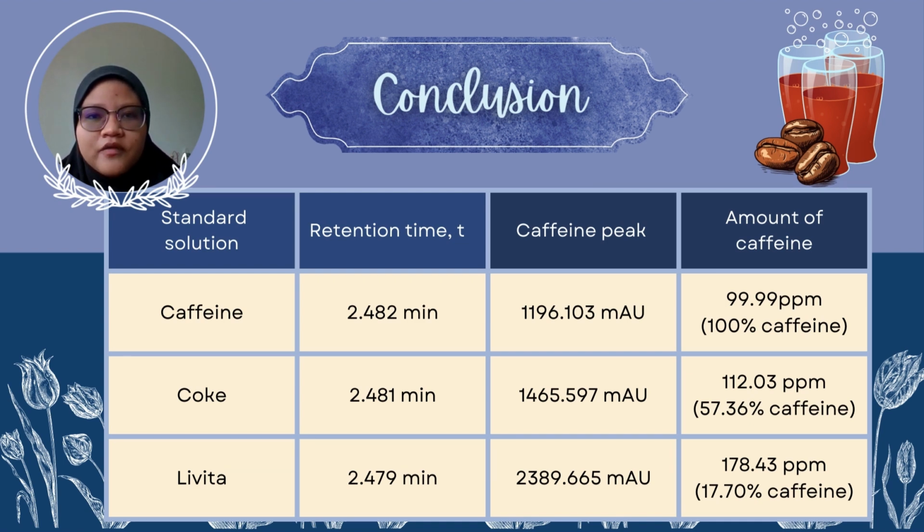The amount of caffeine in Coke is 112.03 ppm, approximately 57.36% of caffeine. While in Levitra, it is 178.43 ppm, approximately 17.70% of caffeine.